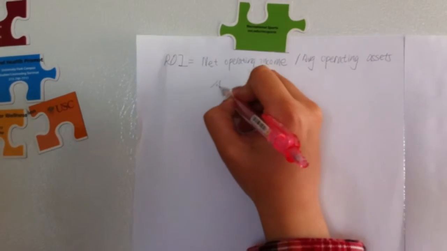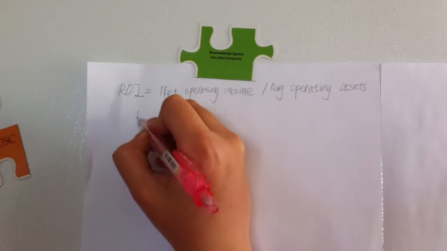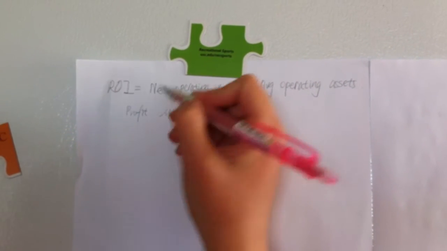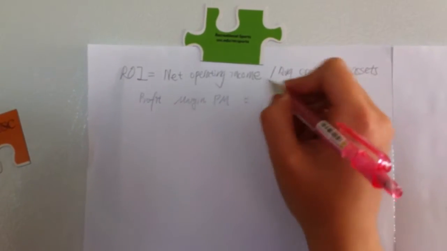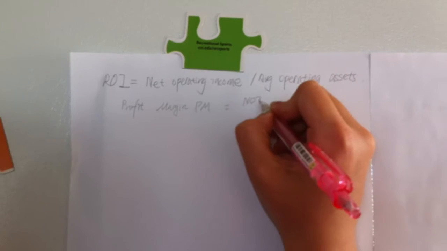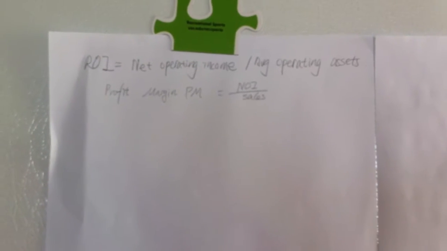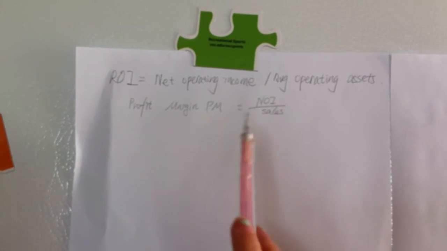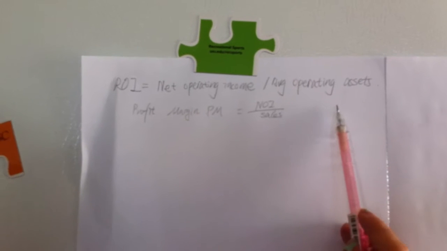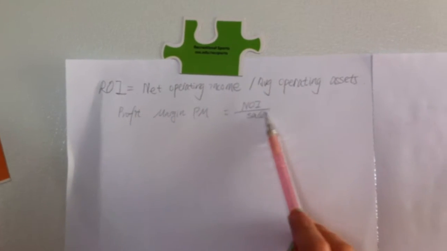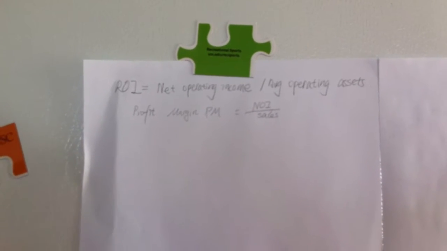The first part is profit margin, PM, equals net operating income divided by sales. This tells us how profitable this business is, how much net operating income can be generated by this amount of sales.